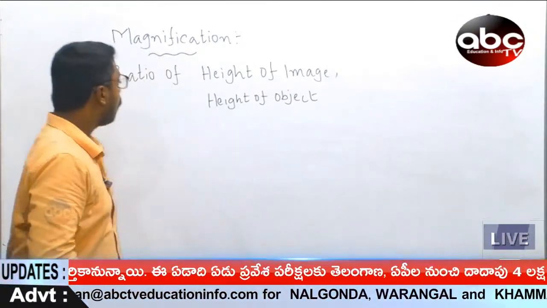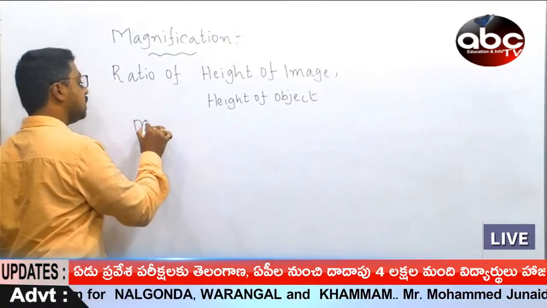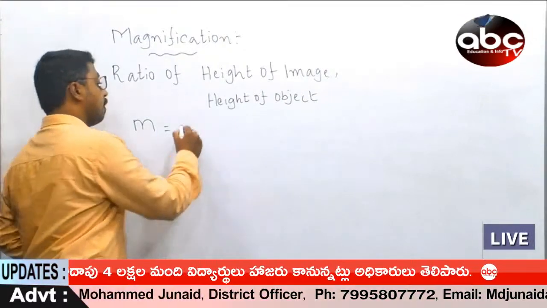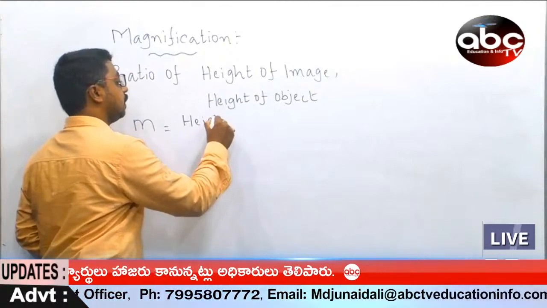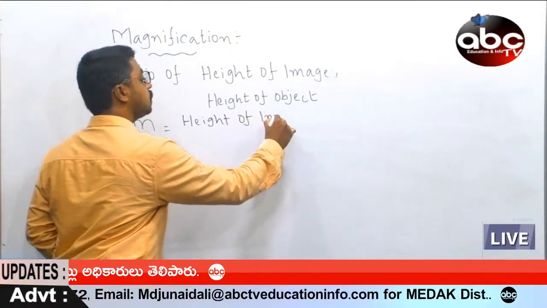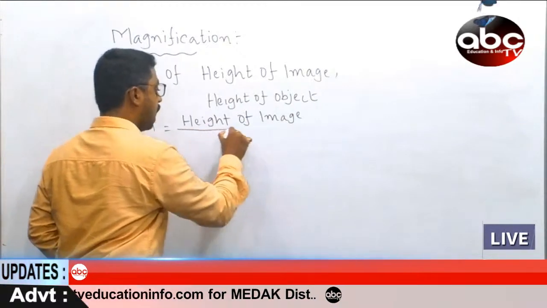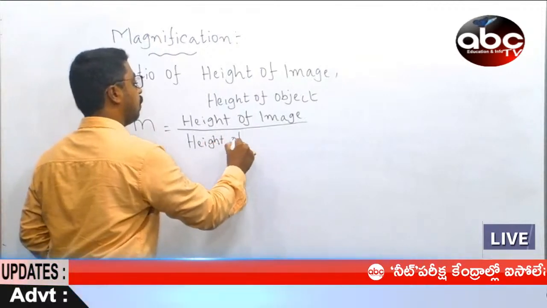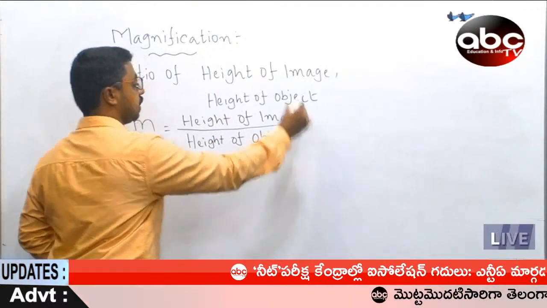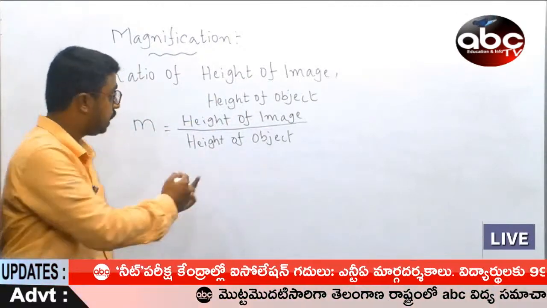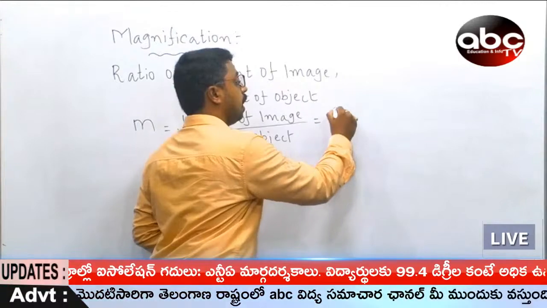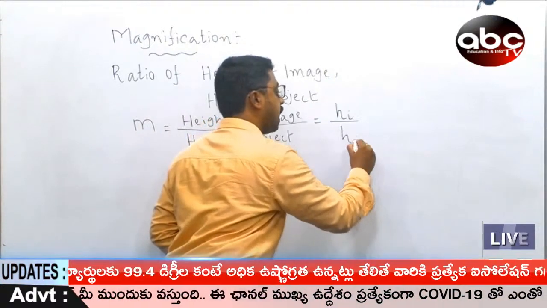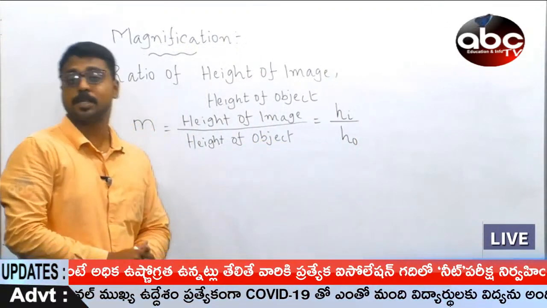So listen carefully. Magnification is represented by small m. Therefore, we can easily write that m is equal to height of image by height of object. And of course, we can shorten this: HI, that is height of image, by HO, that is height of object.